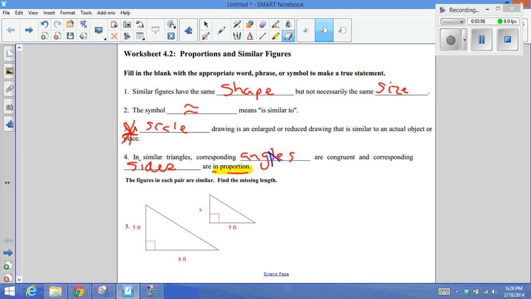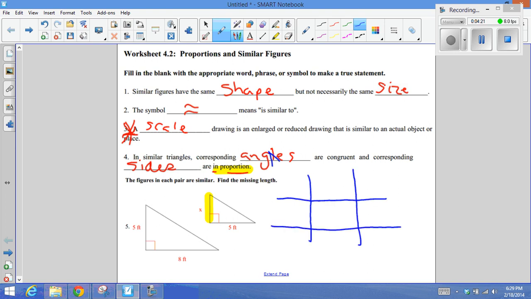So find if the figures in each pair are similar. Find the missing length. So I want to find this length right here. And since they're proportional, I can make a proportion. So I'm going to start by making a chart here, kind of like a tic-tac-toe board. And there are three things. We have a ratio, and remember a ratio is a comparison of two things.